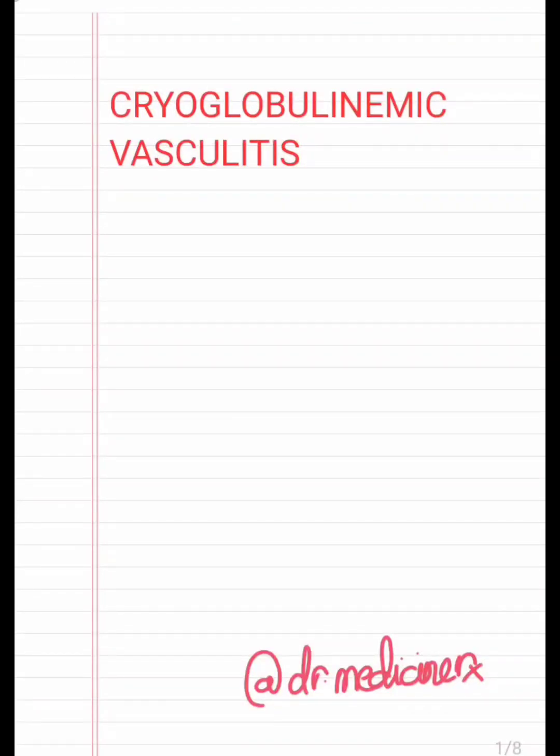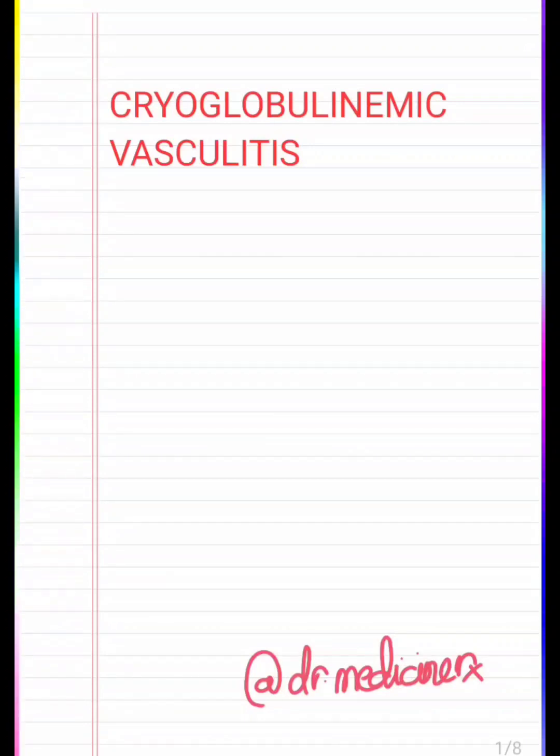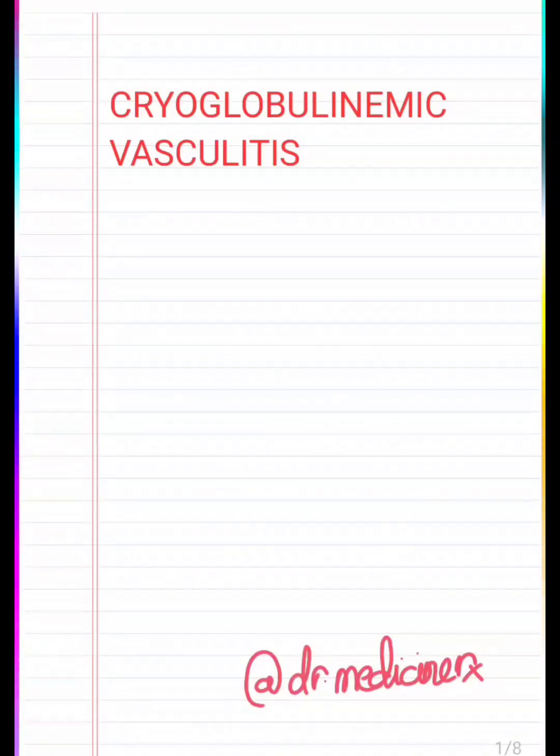Medicine RX, and in today's video we'll be talking about cryoglobulinemic vasculitis or cryoglobulinemia for that matter. So, cryoglobulinemic vasculitis is a type of small vessel vasculitis which is characterized by the presence of cryoglobulins. Cryoglobulins are abnormal immunoglobulins that undergo reversible precipitation at lower temperatures.